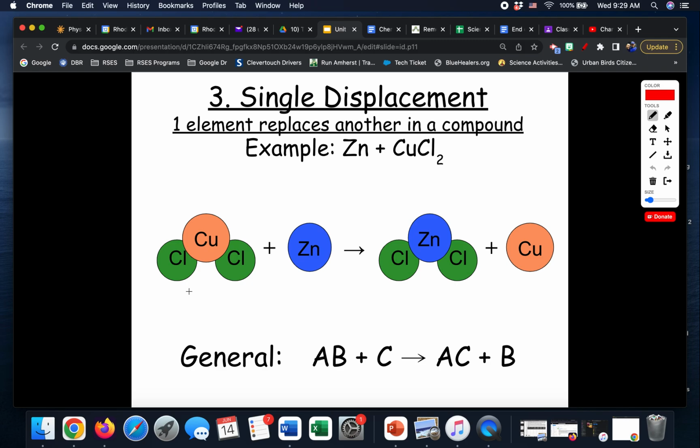In other words, this would be our AB molecule, because it has two things stuck together, two different elements. This is our C molecule. Notice the C kicks out the B. So zinc kicks out this, which makes this now AC, and what we call B, copper, gets moved to its own side. Single displacement. One element replaces another.